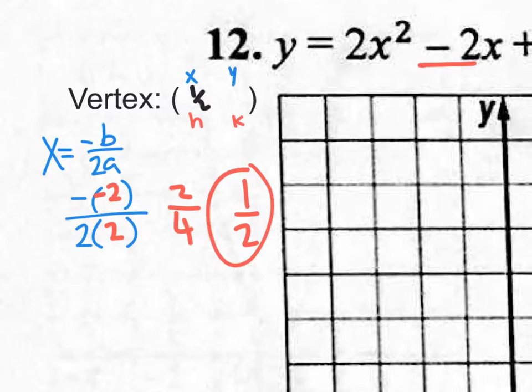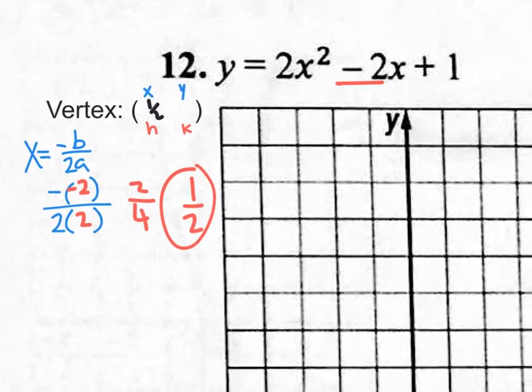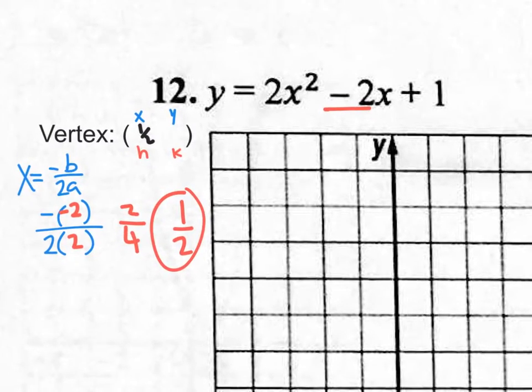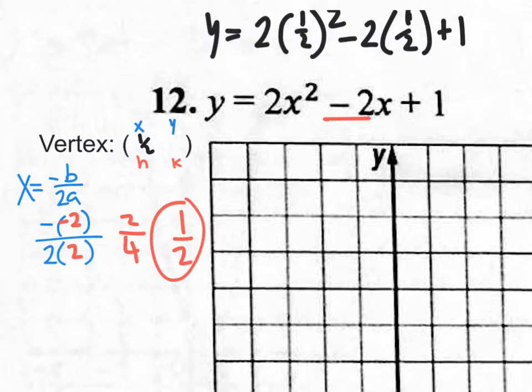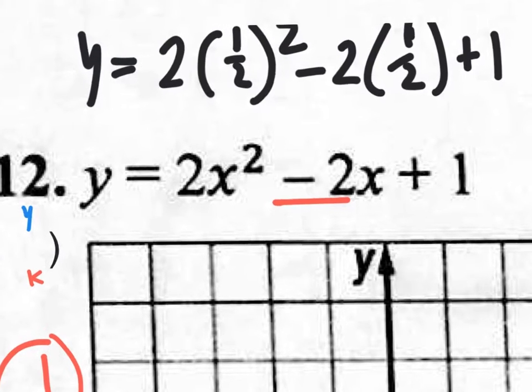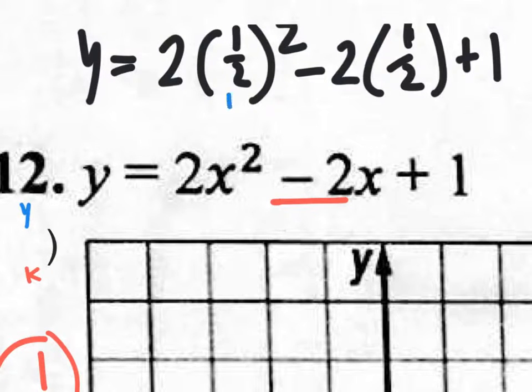Now, if you want to find your y value, you have to plug that 1/2 into the original equation in place of x. So let me go back up to this equation and rewrite it, but with 1/2 instead of these x's. As you can see right here, we have 1/2 squared. What is 1/2 squared? It's not 1 actually. It's 1/4.